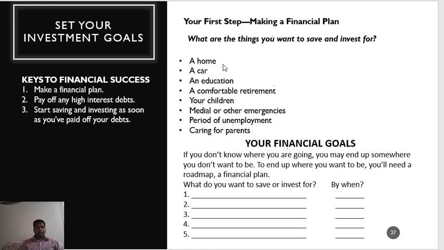So first things, what are the things you want to save and invest for? We must identify. Every person needs a home, a car, education, a comfortable retirement, children's education, medical and other emergencies, periods of unemployment, and caring for parents.